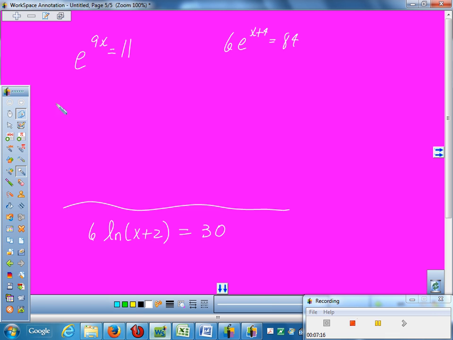So if I natural log both sides, this is pretty cool. Once I put the natural log on both sides, I have the natural log of e to the 9x and natural log of 11. Well, we know natural log and e eliminate each other, so consequently we're left with 9x equals the natural log of 11. Then all you have to do is divide by 9 and punch that in your calculator. And once again, you will have 0.27.